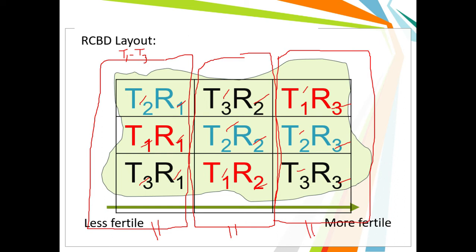Okay? So, yan yung kagandahan ng RCBD na iwasan yung bias because of the factor na mahirap i-control. In this case, yung fertility ng lupa, mahirap i-control. So, we place them in blocks. Igugrupo yung ating mga treatments. Yun yung ibig sabihin ng blocks. I-group yung ating treatments na pareho silang magiging homogeneous, yung ating mga samples.